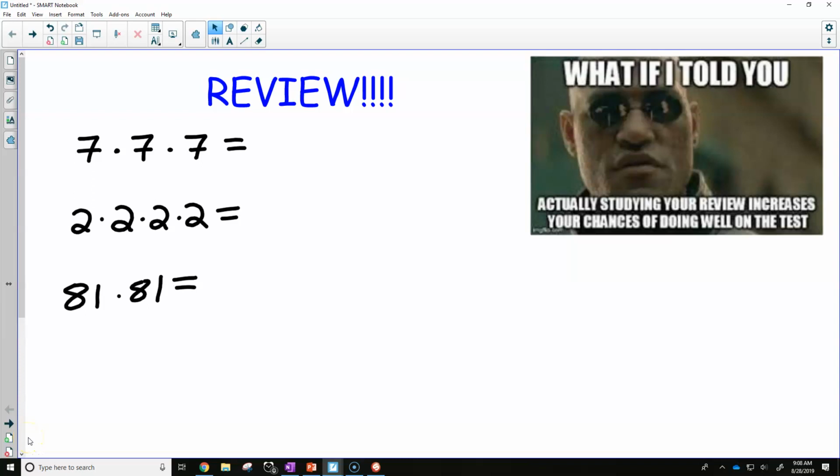Alright, so before we get started with today's lesson, let's do a quick review. This is called repeated factors. A number's being repeated, and they're factors. So, what I would like us to do is take these repeated factors and write them as a power. Remember that vocab word? Power is a base with an exponent.